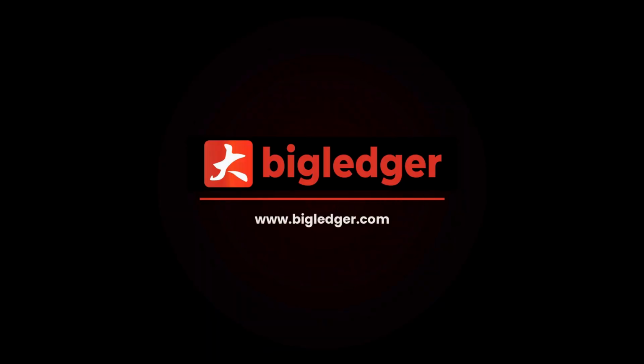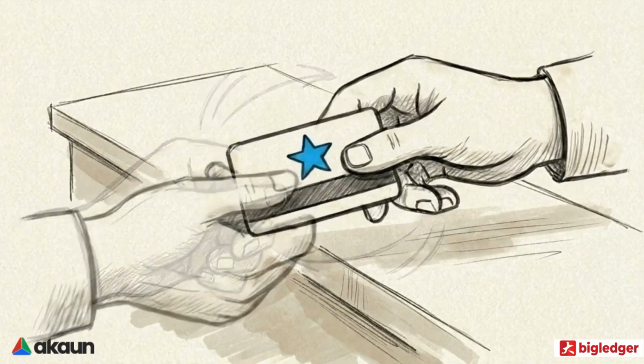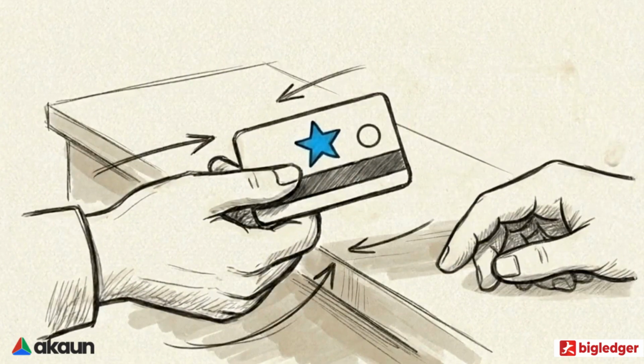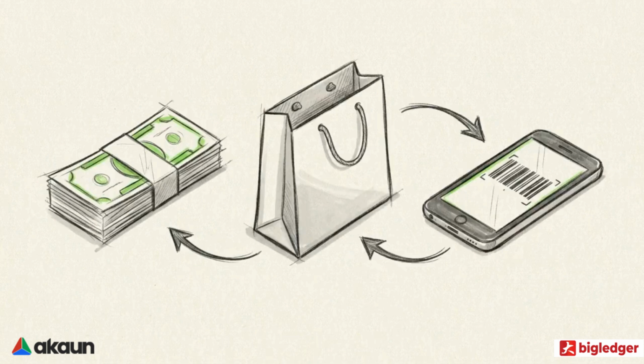Welcome to BigLedger. Today, we're taking the standard POS interface and configuring it to run as a comprehensive loyalty and rewards engine. By the end of this guide, you will know exactly how to set up reward rules, enable point redemptions, and process hybrid checkouts where customers pay with a mix of points and cash.